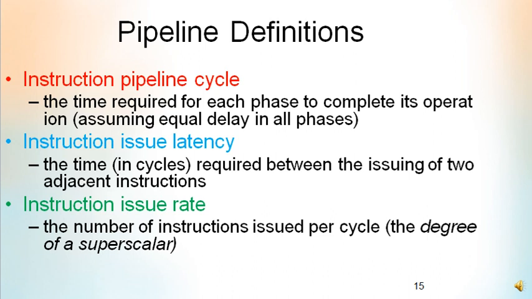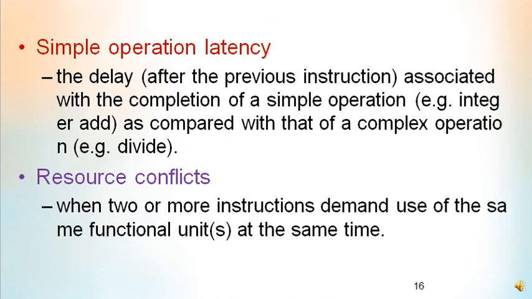And next one is instruction issue rate. The number of instructions issued per cycle is known as instruction issue rate. It is also known as the degree of superscalar computers. And next one is simple operation latency. What is that? It's a delay associated with the completion of simple operations, that is integer add, as compared with that complex operations like division.